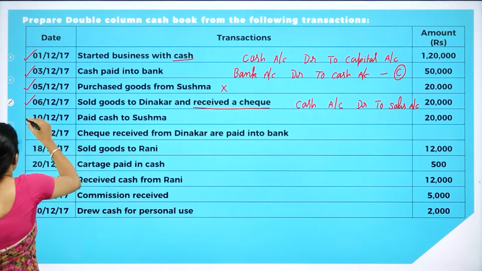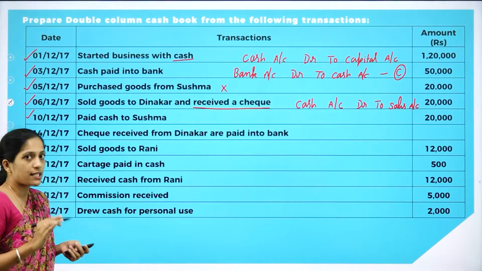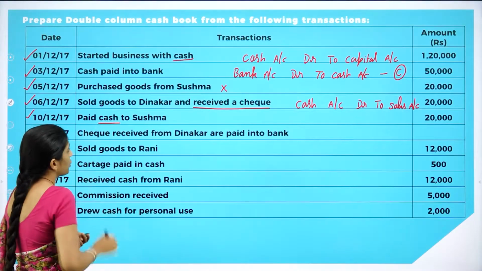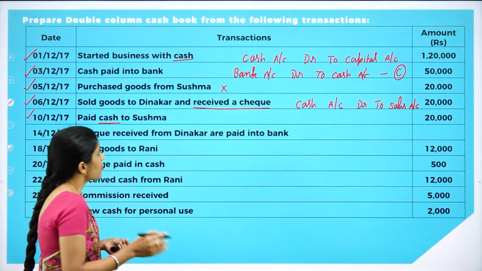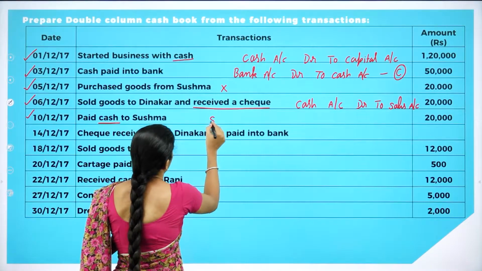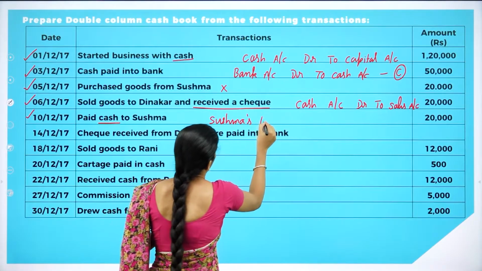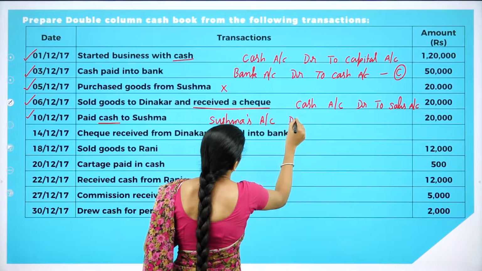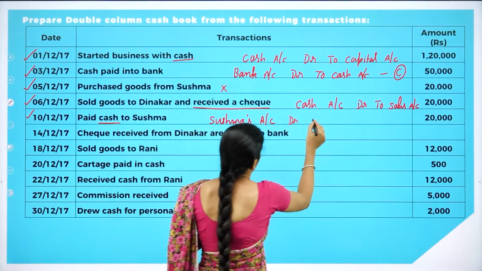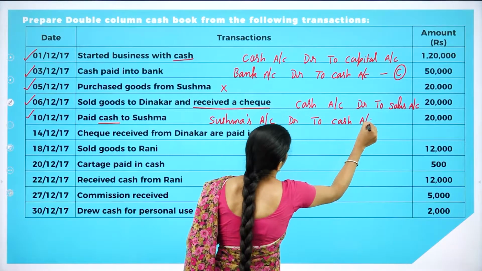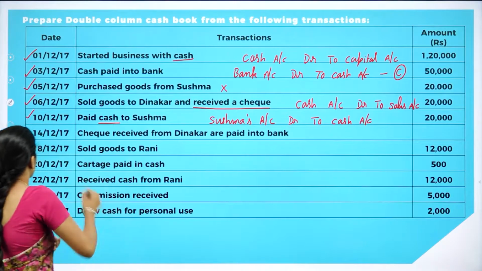Now, moving on to the next transaction, 10/12/2017, paid cash to Shushma. So, it is a cash transaction. So, what would be the journal entry? Who is receiving cash? Shushma is receiving cash. So, Shushma's account debit. And what goes out of the business? Cash goes out of the business. So, to cash account.